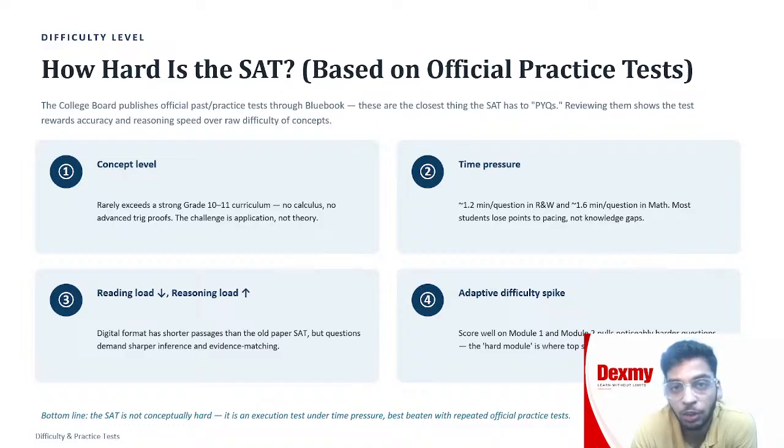So yeah, as I told you, module 2 is adaptive. So yeah, you have to see that too. So you have to score good in module 1. So then you will be only scoring good in module 2. Got it? Then now we're moving ahead.